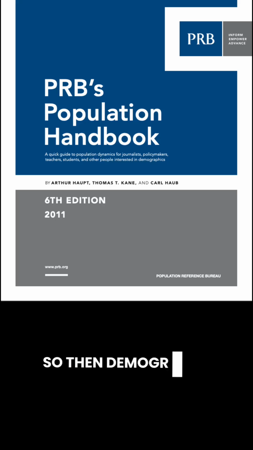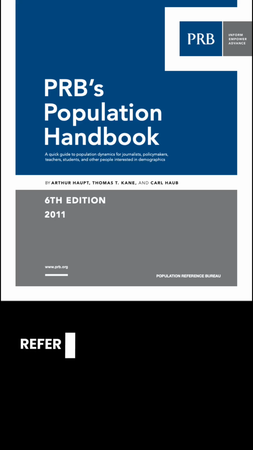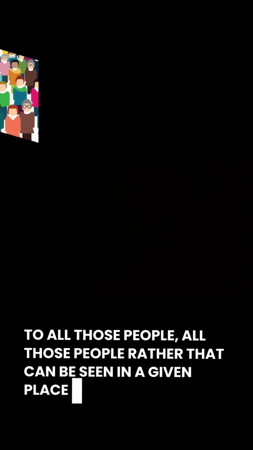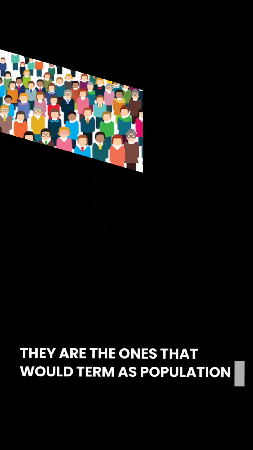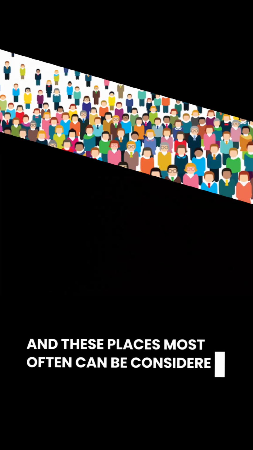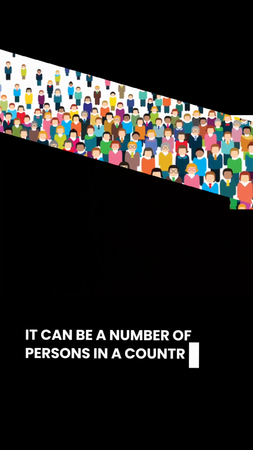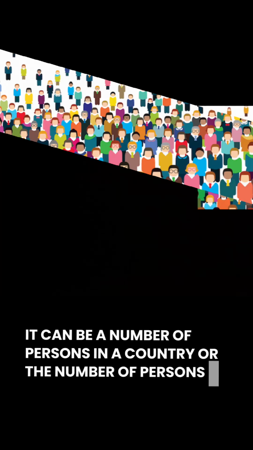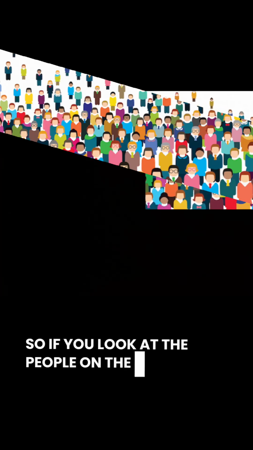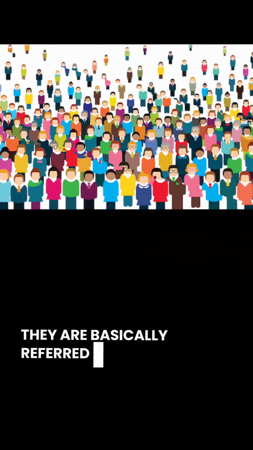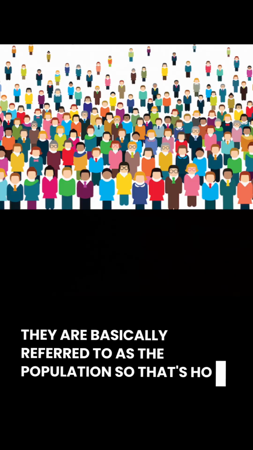In demography, population basically refers to the total number of people that are living in a particular area at a specific time. So all those people that can be seen in a given place, they are the ones that we term as population. And these places most often can be considered as a community. It can be a number of persons in the community, in a country, or in the world. If you look at the people on the face of the earth, they are basically referred to as the population. So that's how it gets along.